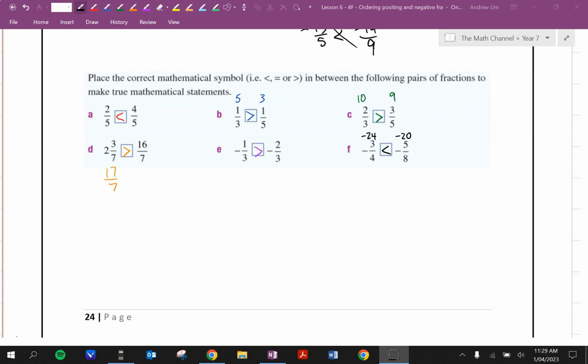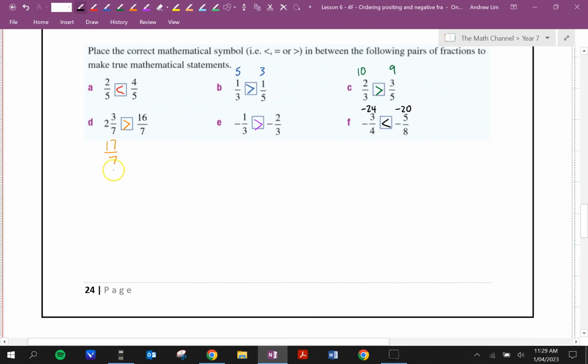Question D, we've got a mixed number. So we need to convert it to an improper fraction first by using the triangle method. 7 times 2 plus 3 over 7. 14 plus 3 is 17 over 7. Now we can see that they both have the same denominator, so that makes it nice and easy. 16 is smaller than 17, so point at the 16.